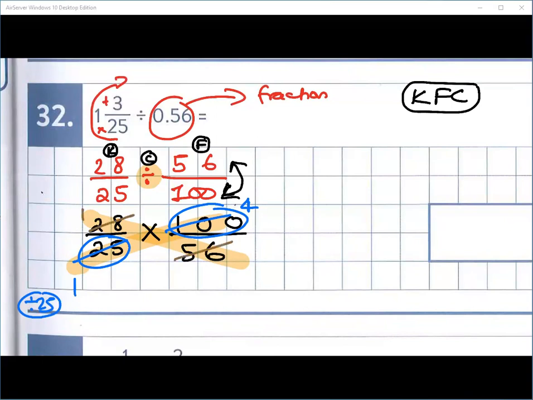Can we do any more cancelling? Yes, we can. Divide that by 2. So what are we left with finally? 2.